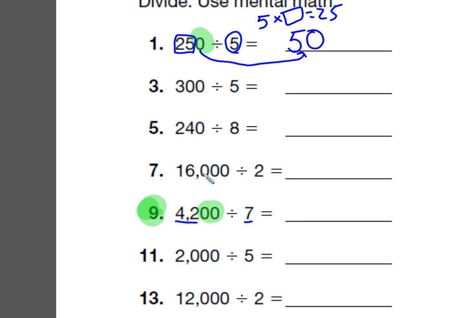Let me go back here. But our original problem was not 42 divided by 7, it was 4,200. So we have to take those 2 zeros and make sure we put them back in at the end. So 4,200 divided by 7 equals 600.